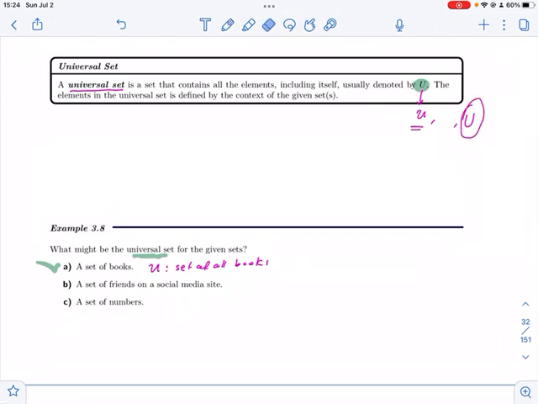So this is the letter U and the set of all books. Here, set of friends on social media. Also, this is U, the set of all friends on social media. So that means we have sets that we cannot find or list all of their elements. So these are universal sets. Set of numbers, same thing. These are universal sets.